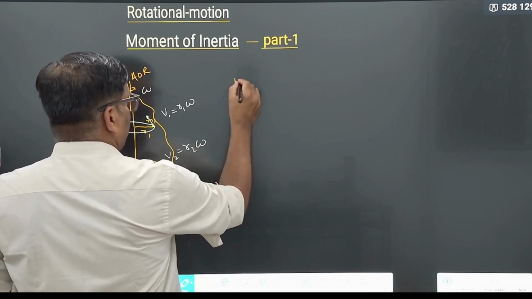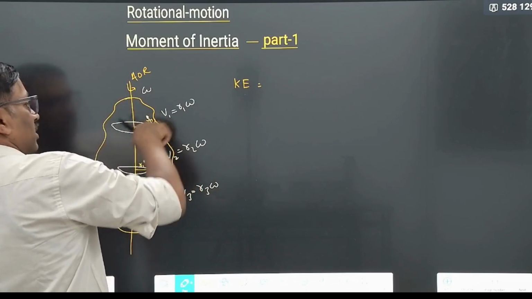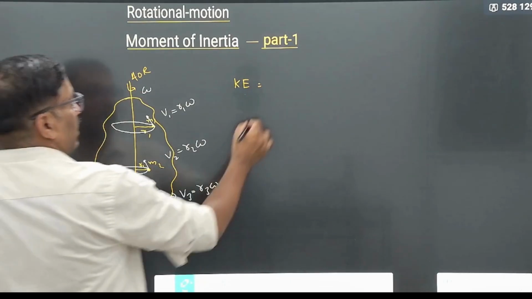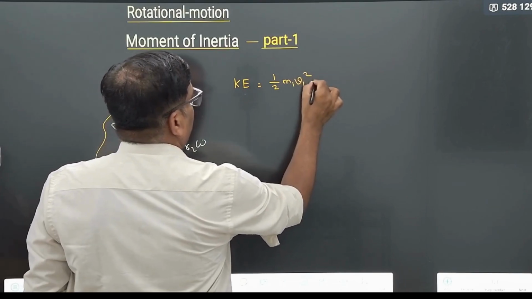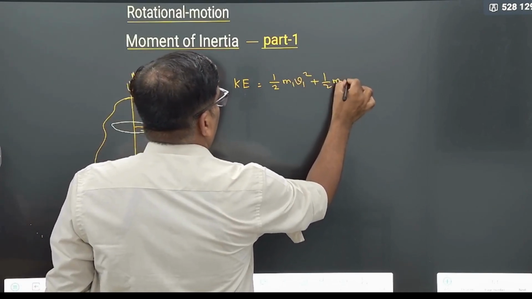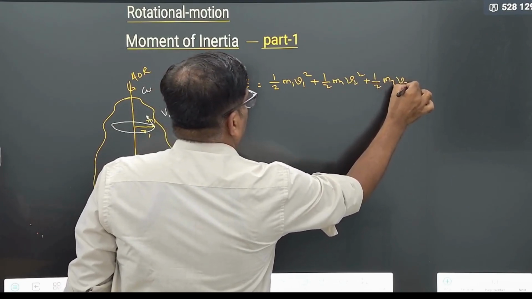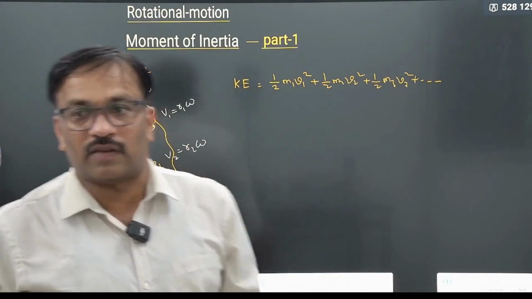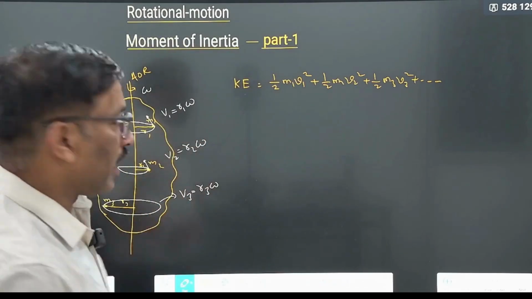The total energy will be equal to the kinetic energy. The kinetic energy of this whole body is the kinetic energy of all these particles. What is the kinetic energy of a particle? Half m1 v1 square plus half m2 v2 square plus half m3 v3 square. Like that so many particles are there. The total energy of all the particles will be equal to the total energy associated with the rotating body.